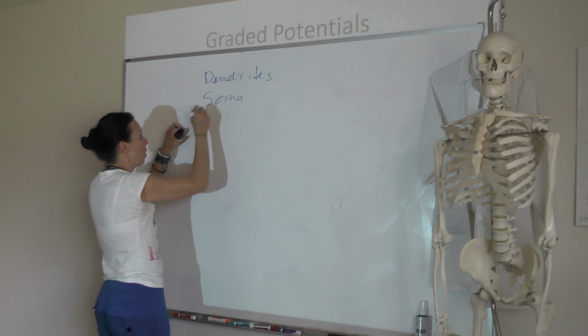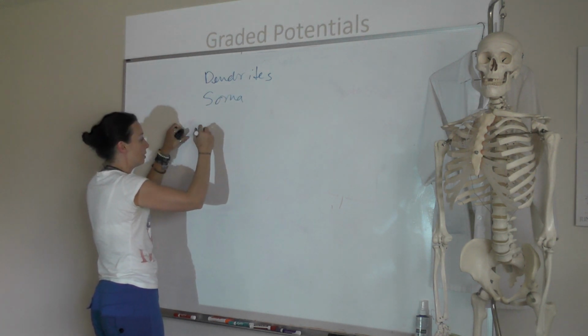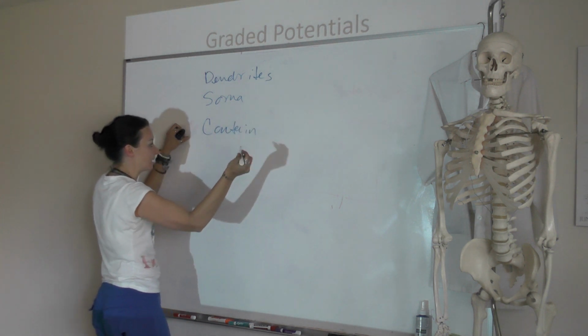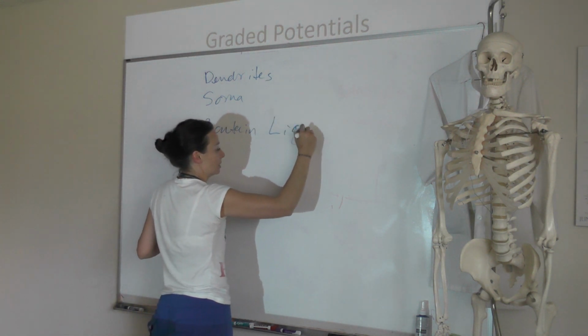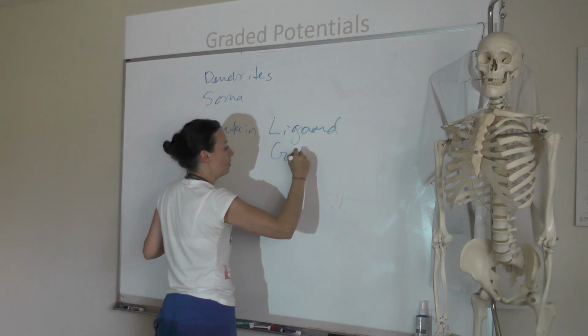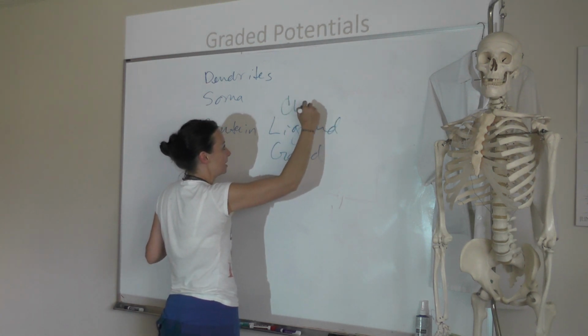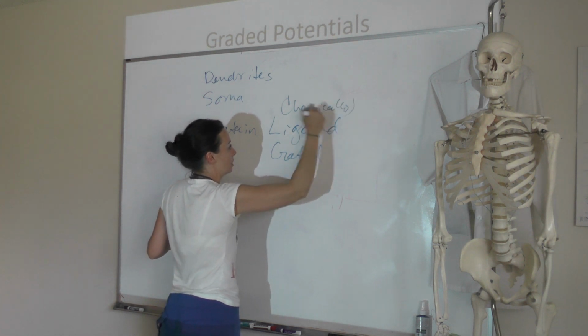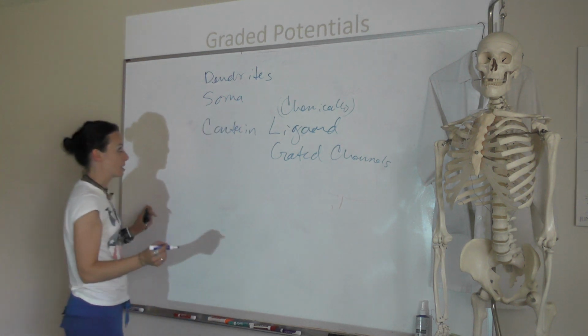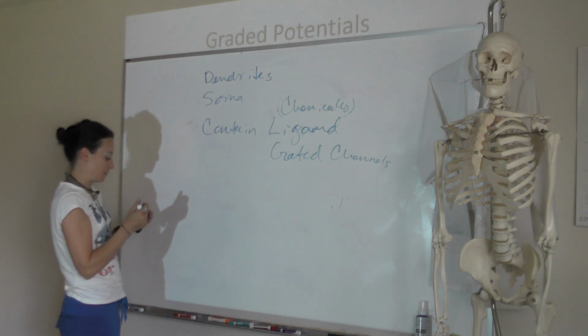And these are the only parts of the neuron that contain neurotransmitter or ligand-gated channels. Ligand. So the only parts that have these chemically gated channels. Okay, so they're going to be able to respond to neurotransmitter and cause these graded potentials.